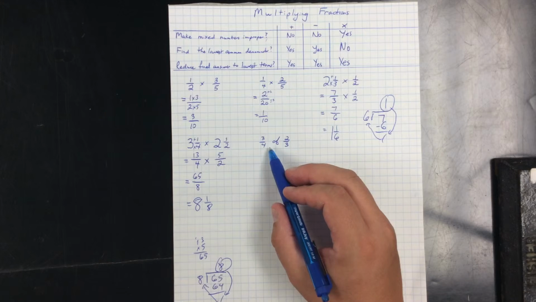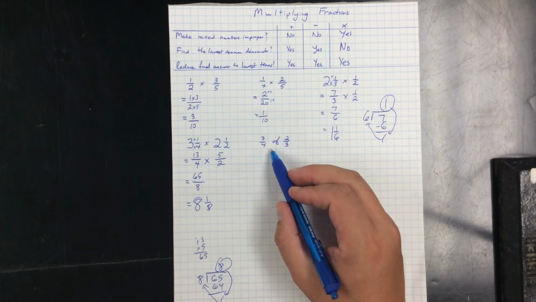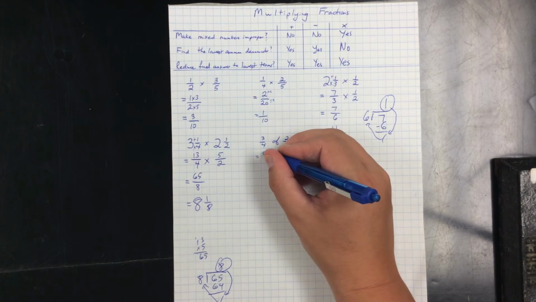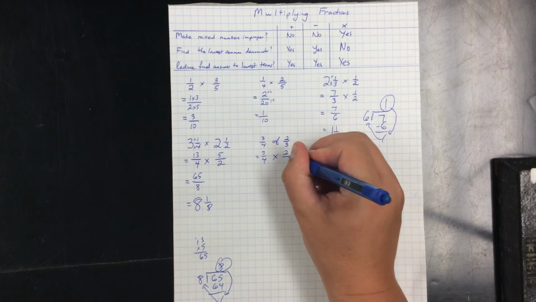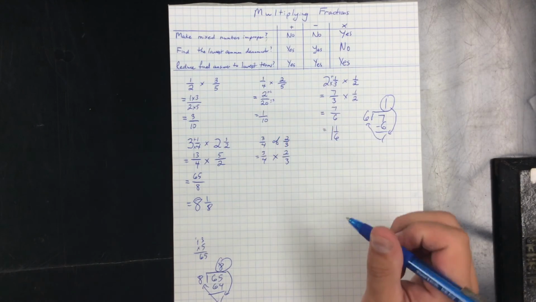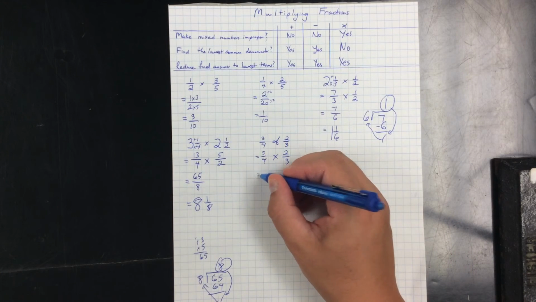Sometimes your textbook is going to write the word of. If we see of, when you take it to your textbook and you write it down, you don't even have to write of, just write the multiplication symbol, because that's what of means. Of means multiply. So let's do this last one.